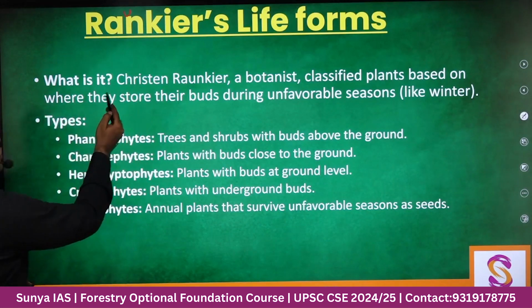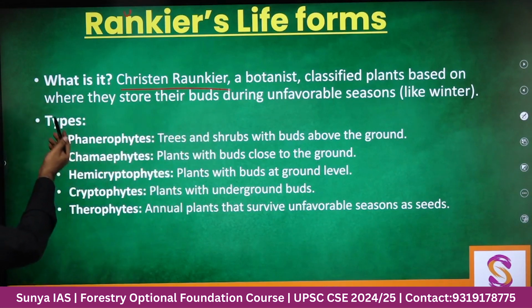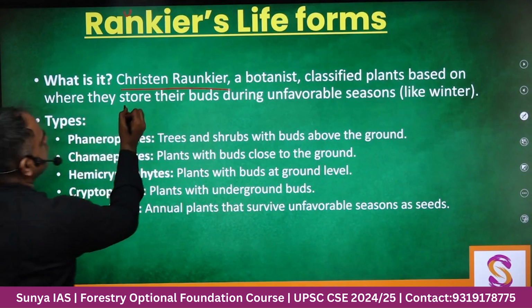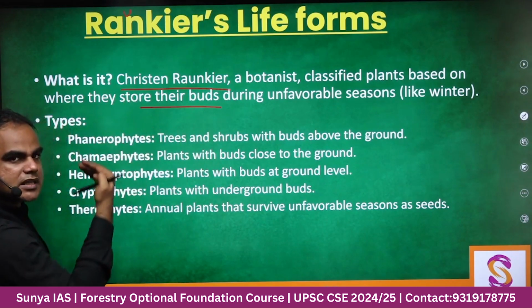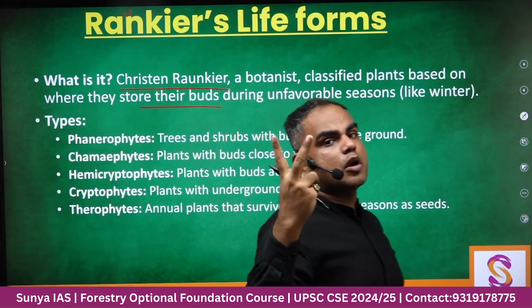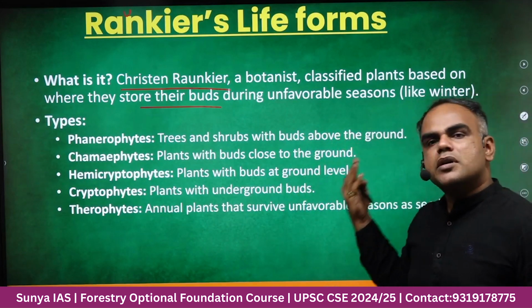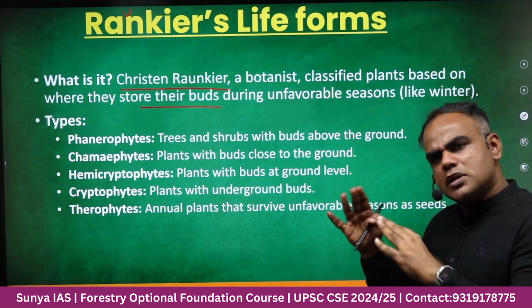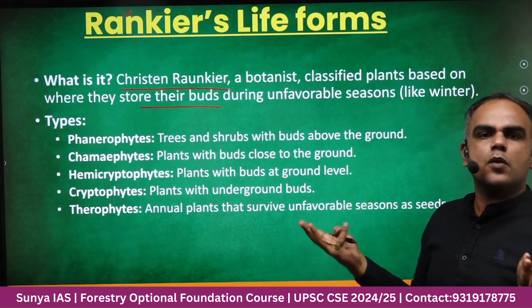Christian Raunkiaer was a botanist, and basically he classified plants based on where they store their buds. Again, a system of classification. As we're discussing dendrology, taxonomy, and classification, you're understanding that different botanists have used different mechanisms to classify. I am telling you that this lecture is slightly factual because these are the kind of questions they are asking you.